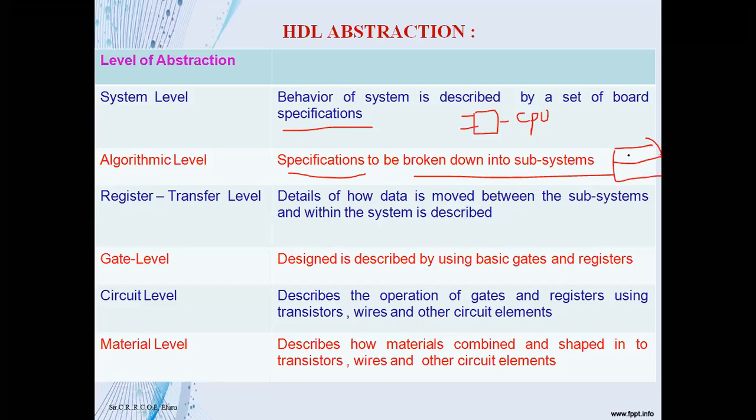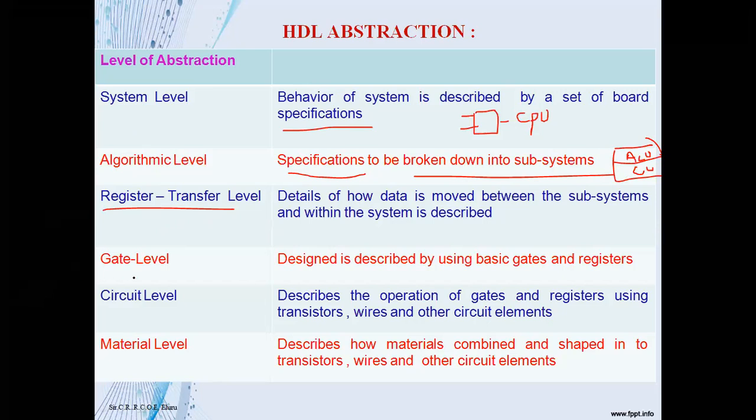What are the subparts here? The arithmetic logic unit and the control unit. These are the subparts of the system, which means that the specifications of the system level are described in the subsystems. And now the next level in the abstraction of HDL is the register transfer level.